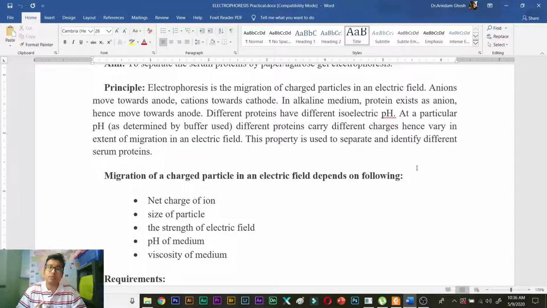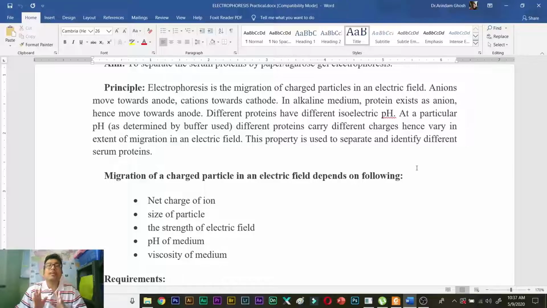Anions, that is negatively charged particles, will move towards the positive electrode, that is the anode, and the reverse. So anions move towards the anode and cations towards the cathode, right? We will use this principle in our experiment. The next line is: in alkaline medium, protein exists as an anion, hence it will move towards the anode.